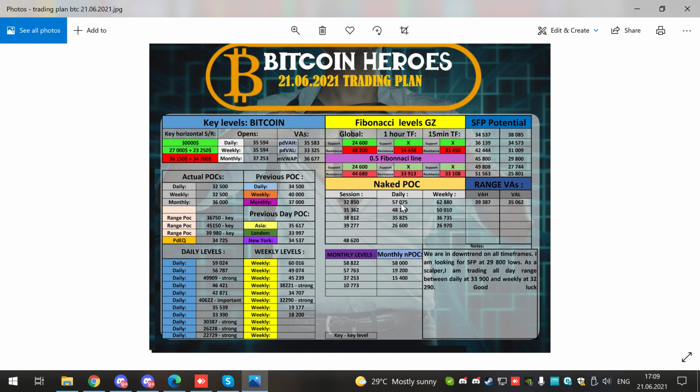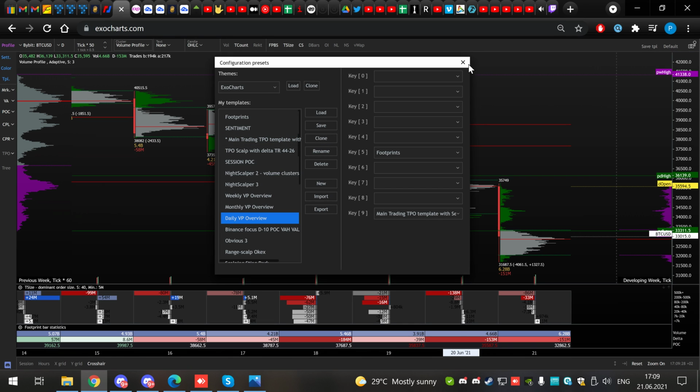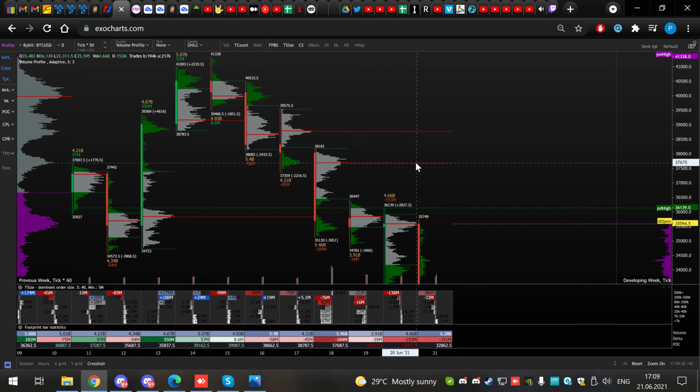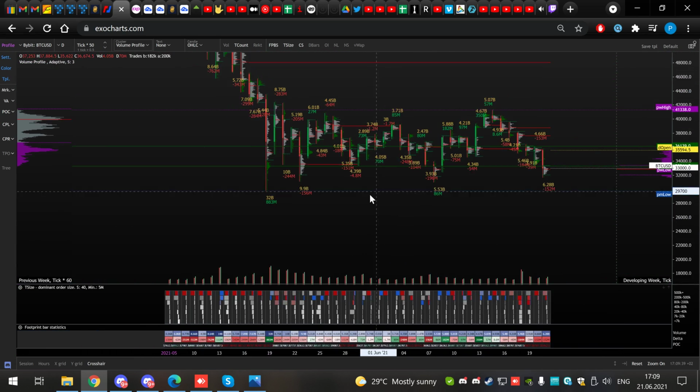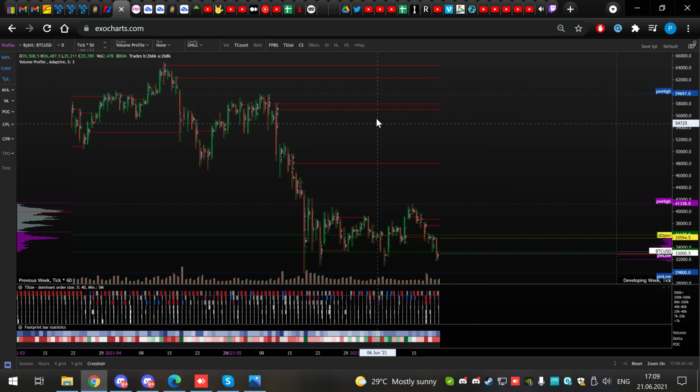Then I'm marking daily naked points of control, weekly and monthly. For those, you need to have extra charts as well if you want to plot them yourself, but they are not changing so often. They are here. You see the red line here, here. And if we zoom out, there are more. You see more of them.